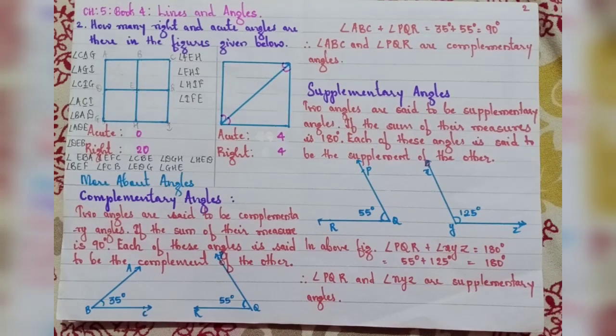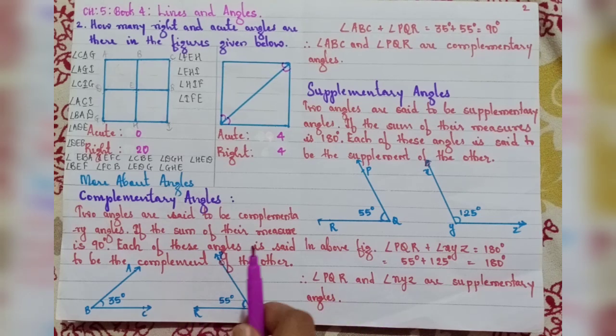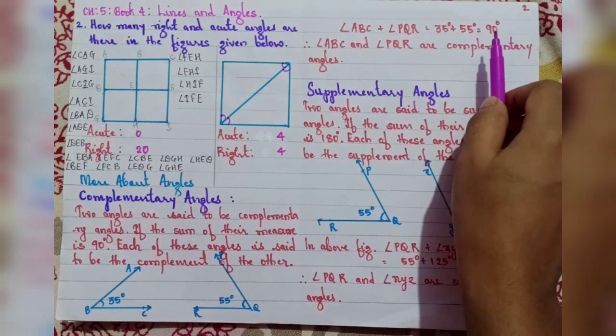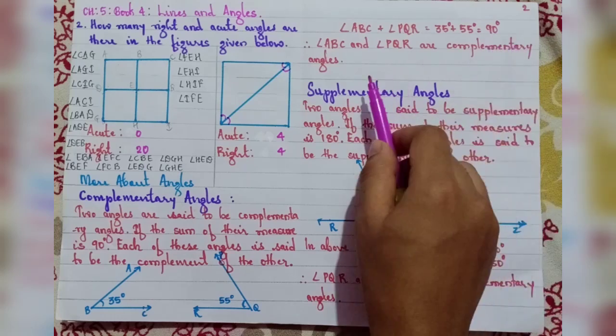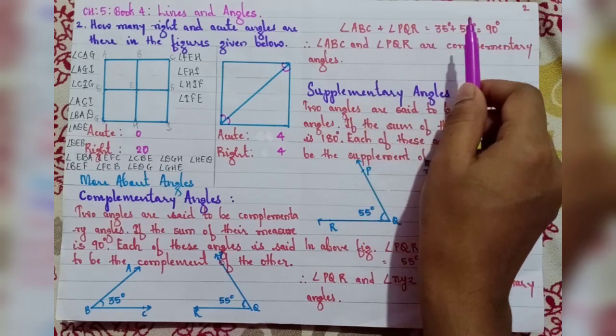Now let's see the further concept, that is, we have complementary angles and supplementary angles. Two angles are said to be complementary angles if the sum of their measures is 90 degrees. Okay, if any 2 angles are given, when the measures of the two angles are added, and if we get the sum 90 degrees, then those 2 angles are said to be complementary to each other. Here we have an example. Angle ABC is 35 degrees and angle PQR is 55 degrees. When we add 35 degrees plus 55 degrees, we get 90 degrees as the sum, and therefore angle ABC is complementary to angle PQR.